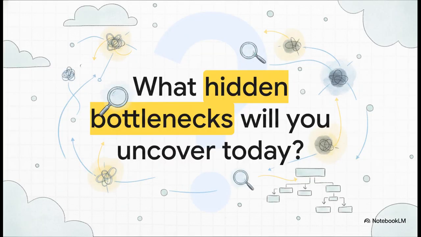Which leaves us with one final, pretty exciting question to ponder. What hidden bottlenecks will you uncover in your home lab today? Now that the blinders are off and you have true end-to-end visibility, there's really no excuse for slow, error-prone workflows anymore. I highly encourage you to go give your systems the observability they deserve. Thanks for joining me for this explainer, and happy tracing.